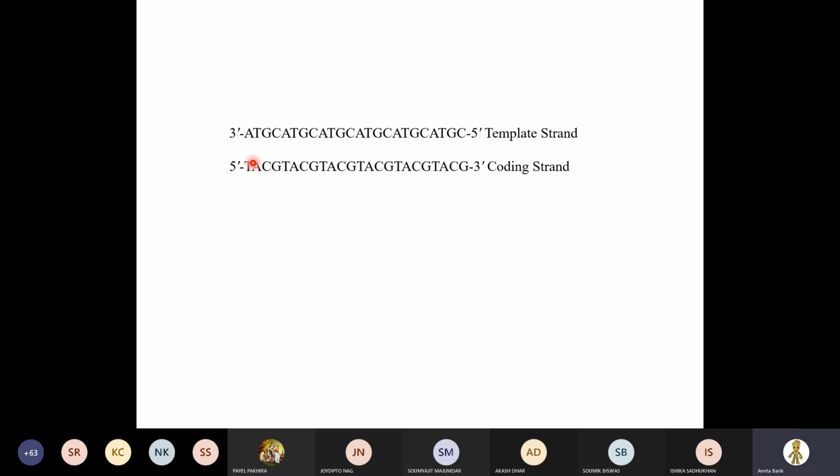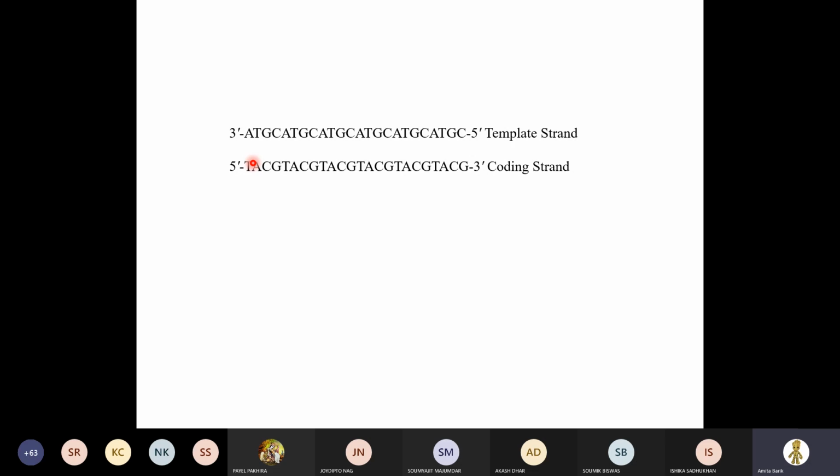If someone simply writes UACG like this, then I will give you a zero. So you have to give the polarity 5' to 3'. The RNA that will be formed is exactly the same as the coding strand, except in place of T, it will be U.